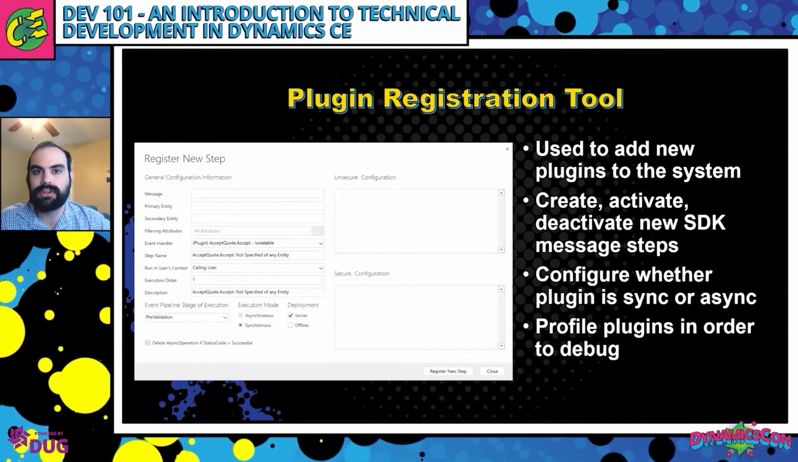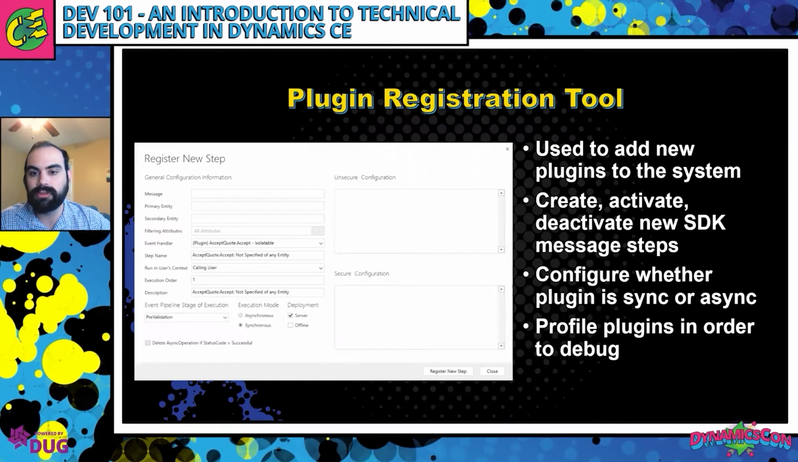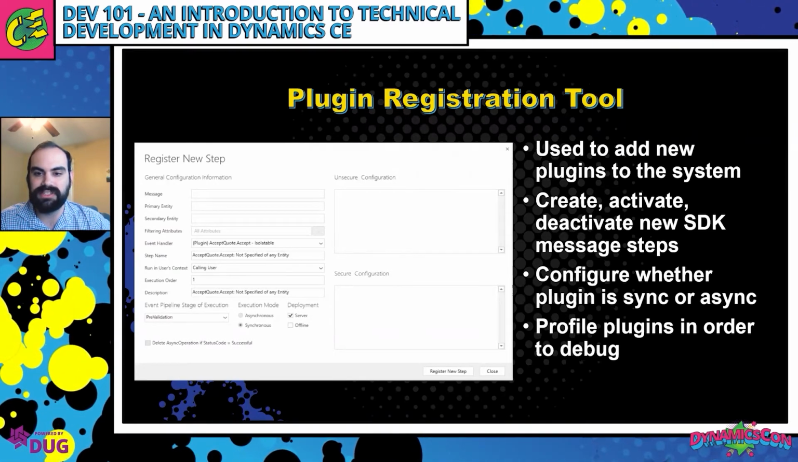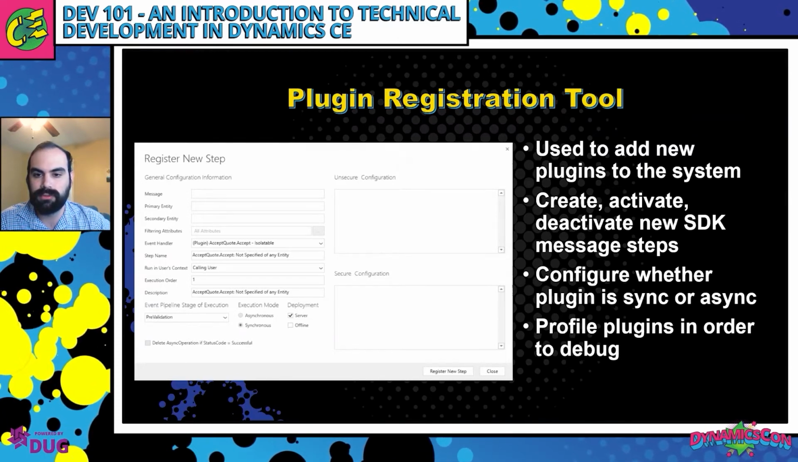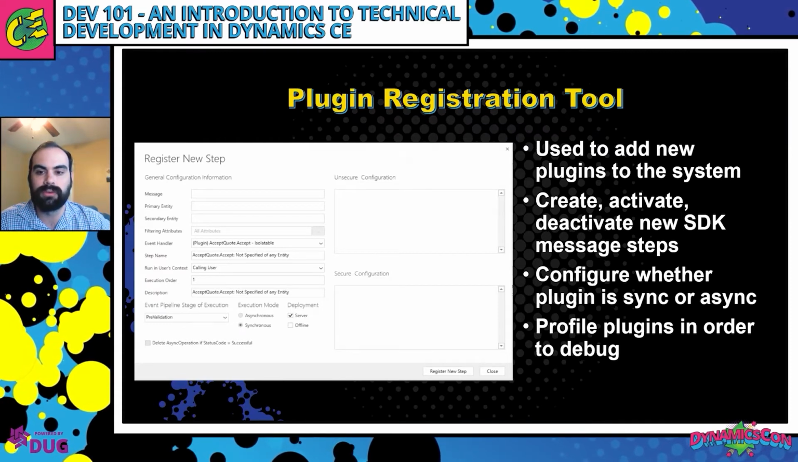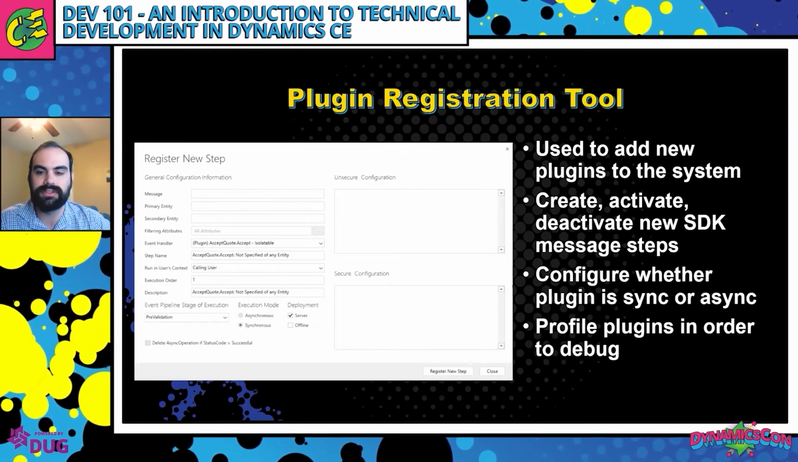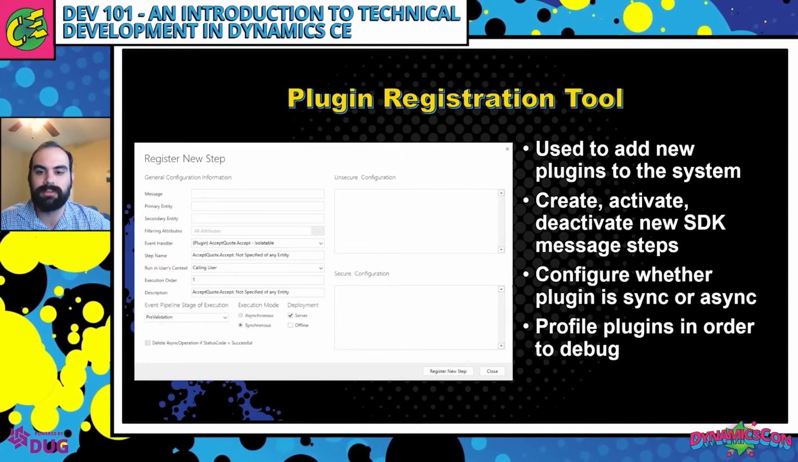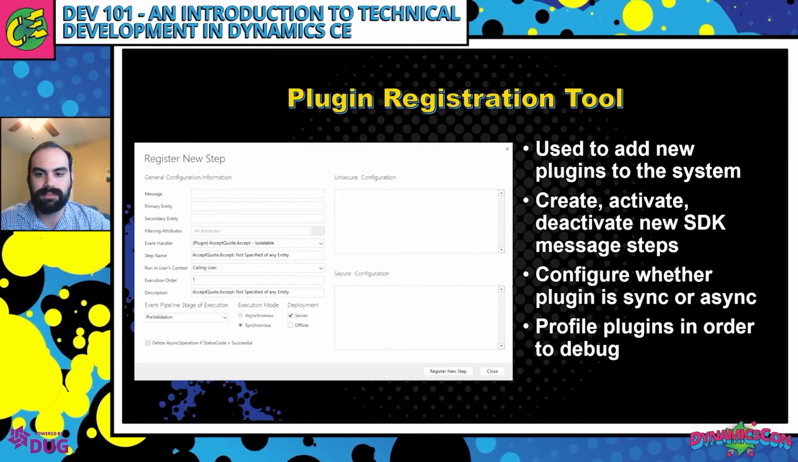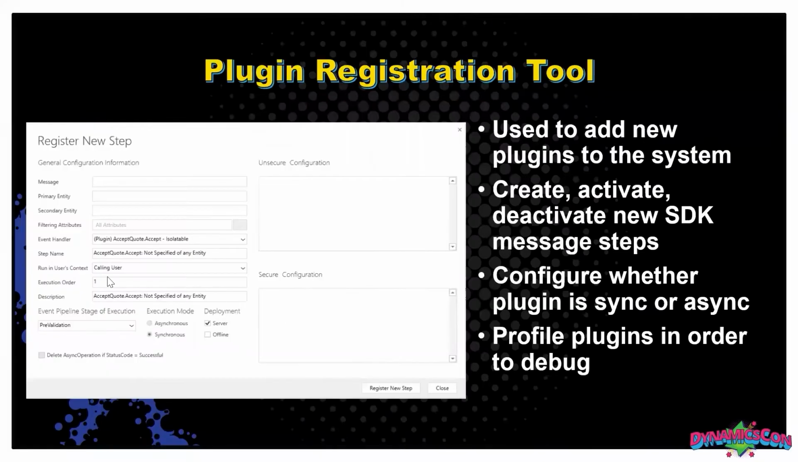So now that we've talked about the pros and cons of plugins, let's talk about some important tools for developing plugins. One of the most important tools in any Dynamics CE developer's arsenal when working with plugins is the plugin registration tool. This tool is never going to be far from your fingertips if you are working with plugins. This tool allows us to not only add or register new plugins that we have built to the system, but it also lets us define, activate, and deactivate SDK steps used to trigger our plugins. And last but certainly not least, the plugin registration tool allows us to debug our plugins through a process called profiling.